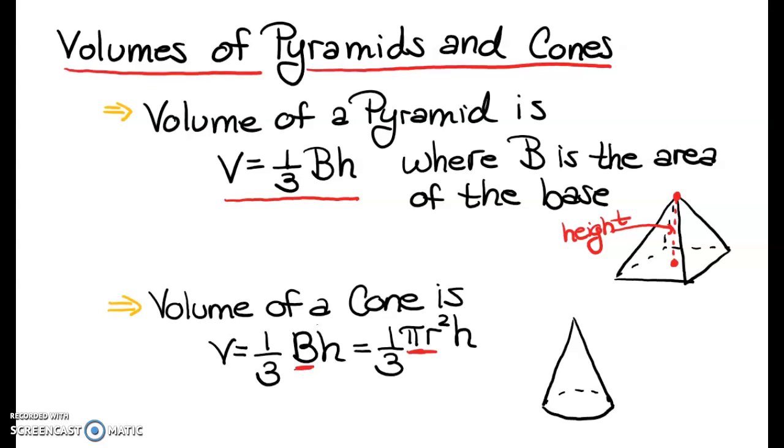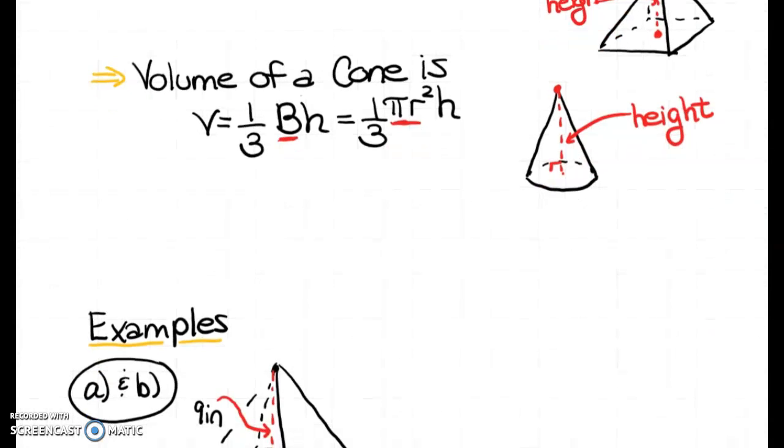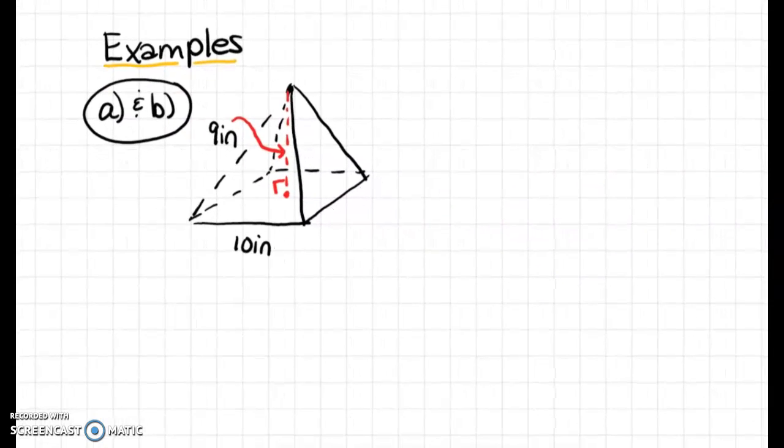So again, we don't need the slant height, we need the height of the cone, which is when we go to the apex of your cone and drop a nice perpendicular line down to the base. That is your height. Okay, so that is primarily the difference between finding surface area, lateral area, and volume: two of the formulas need your slant height, whereas the volume needs the actual height of the pyramid or cone. So let's walk through some examples.